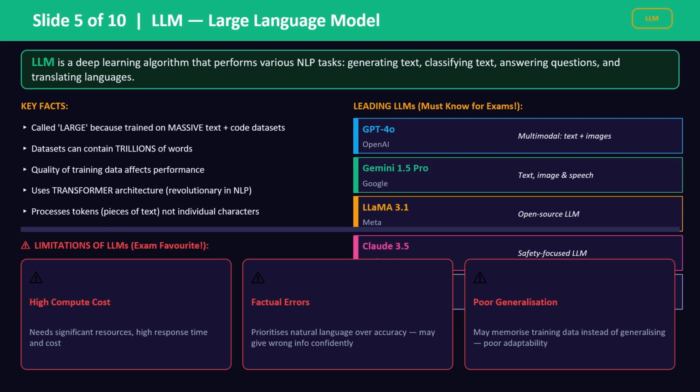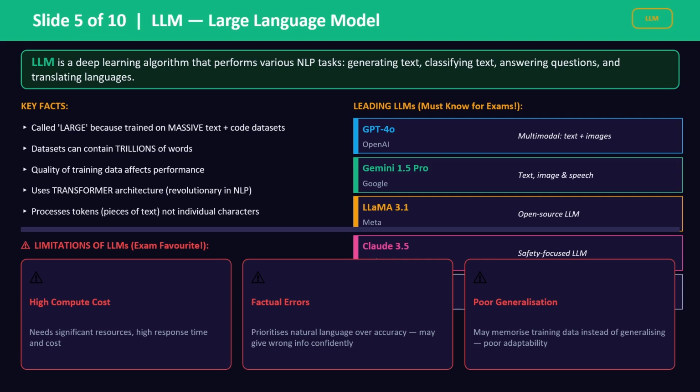Why are they called large? Because they are trained on massive datasets. Trillions of words of text and code from the internet. The quality of this data determines how good the model is. They use something called the transformer architecture, which is what made modern AI so powerful. You don't need to know the internals, just know the name.